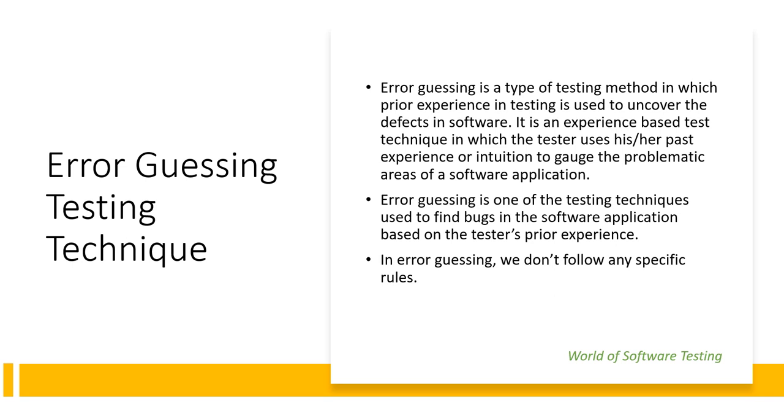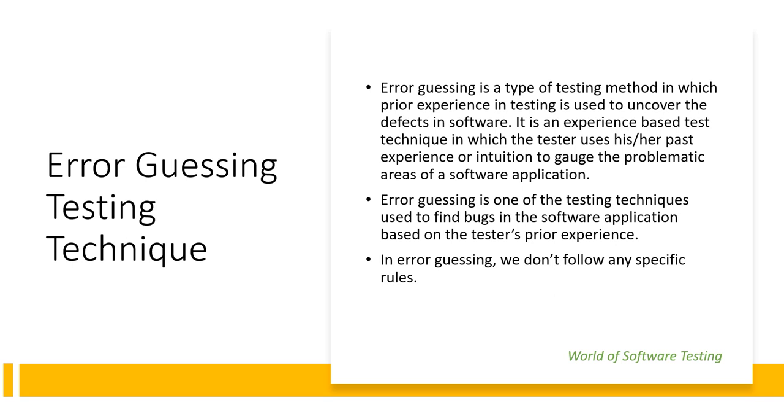But there is no standard method to carry out the error guessing testing technique, as we follow in our first four design techniques. Error guessing is one of the testing techniques used to find bugs in the software application based on the tester's prior experience. In error guessing, we don't follow any specific rules or any standard. It depends on the tester's analytical skill and experience.